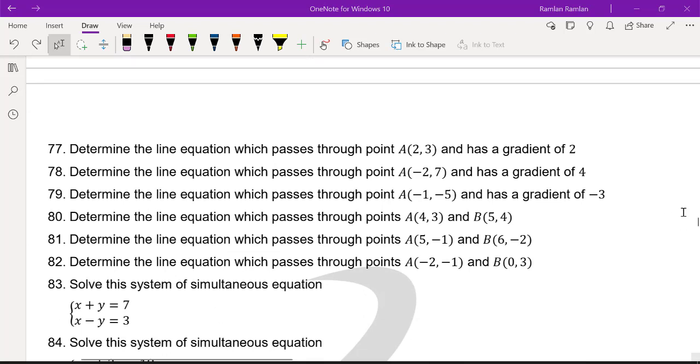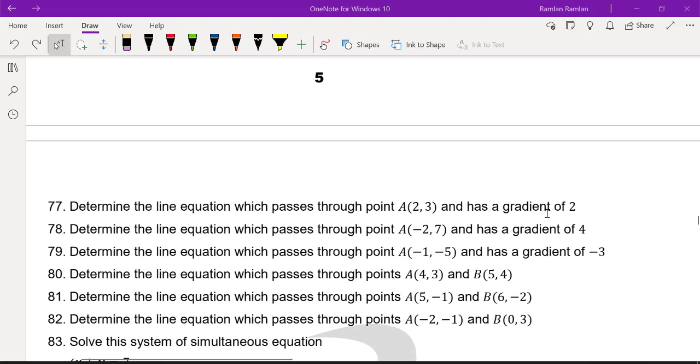Okay, number 77 until number 79, they have the same exact concept. I'm going to show you number 77, and then you can try yourself number 78 and number 79. And I'm going to give you the final answer to check whether your answer is correct or not. Okay, so let's go to number 77. Determine the line equation which passes through point A and has a gradient of 2.